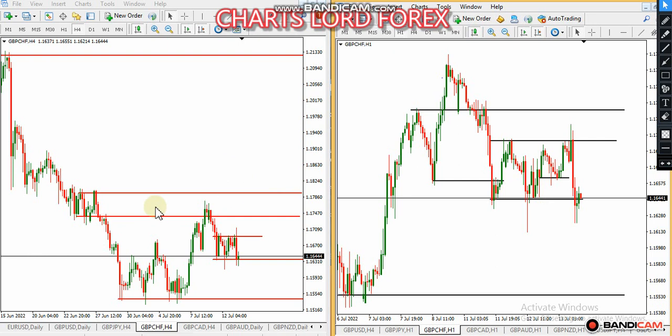So quickly guys, if you look at this particular chart, let's look at it first from the 4 hours. You can see that the market has been in a downtrend. If you look at it from here, you can see the market was coming down like that, clearly making a lower low, lower high. You can see the market was going this way.